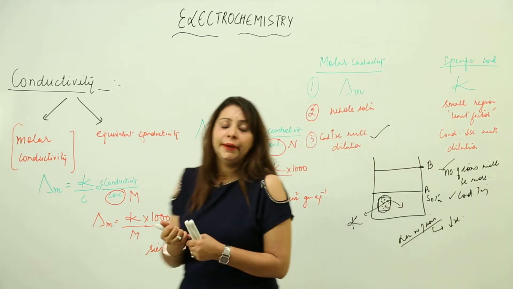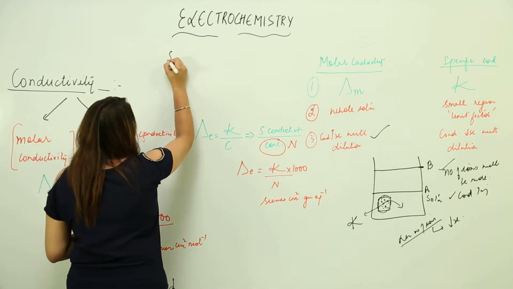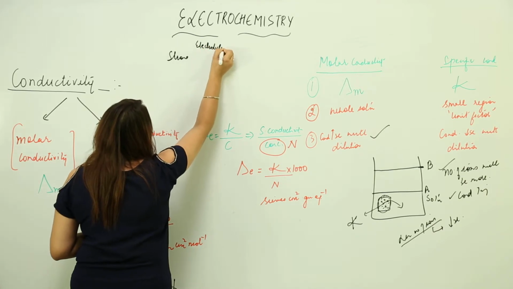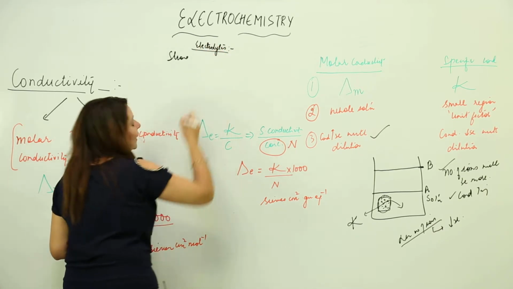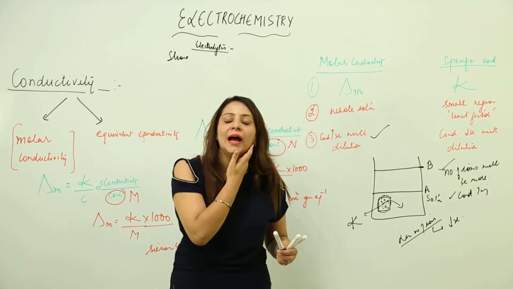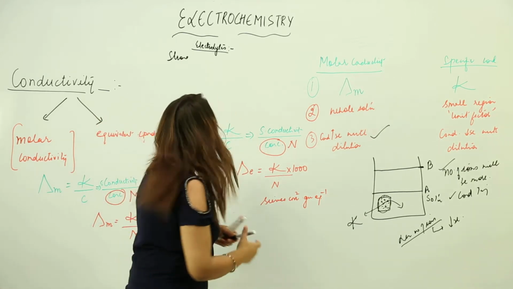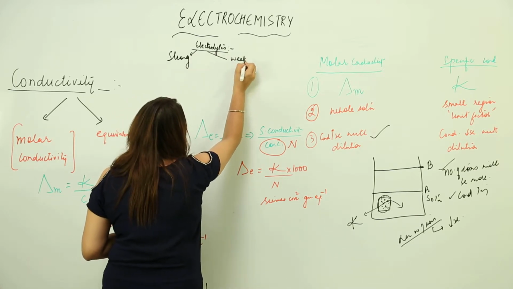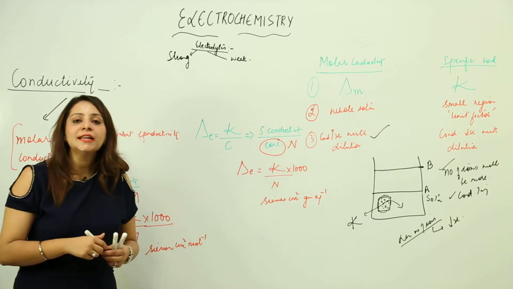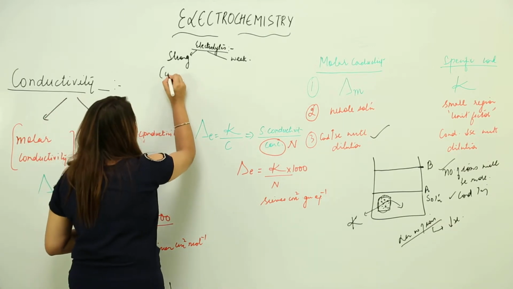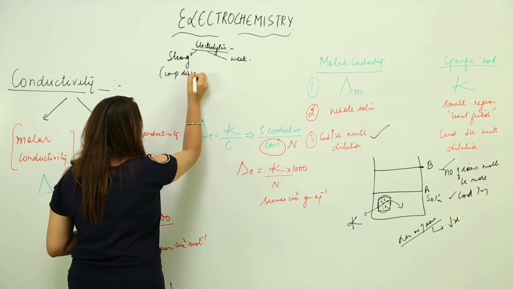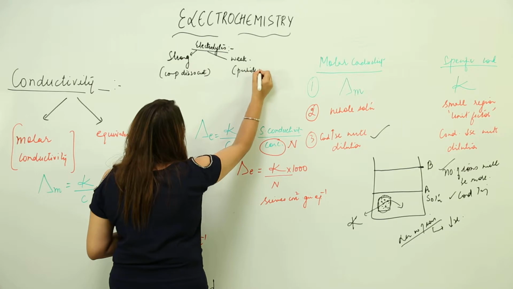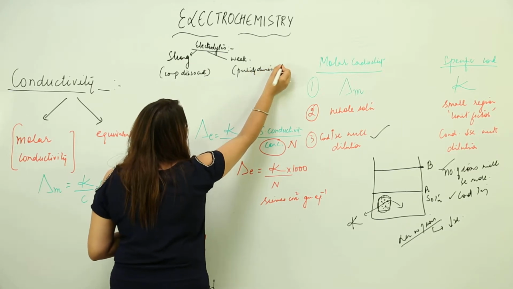Now we will take up another topic. As you all know, we have electrolytes, and electrolytes are substances which dissociate into ions when current is passed. We know that electrolytes can be strong or weak. Strong electrolytes are those which completely dissociate to give all their ions, and a weak electrolyte is one which partially dissociates to produce ions.